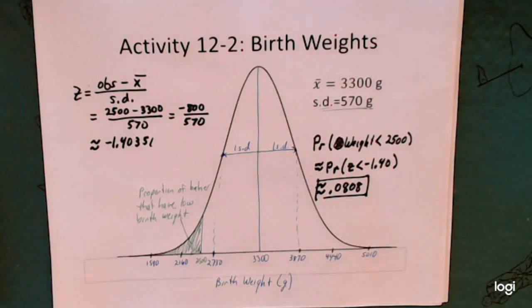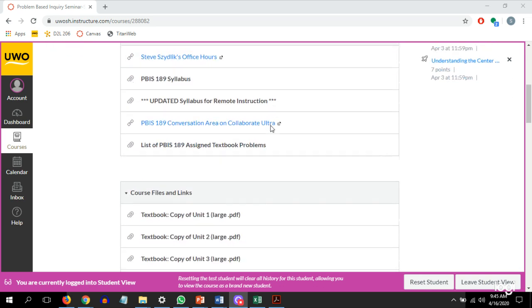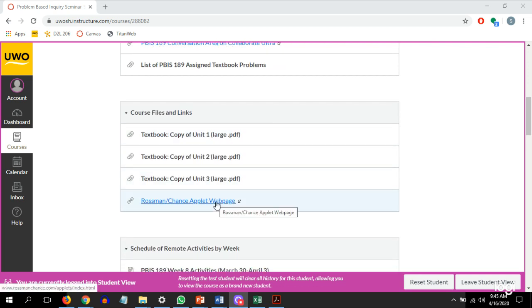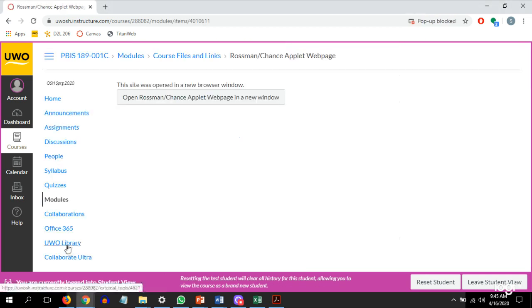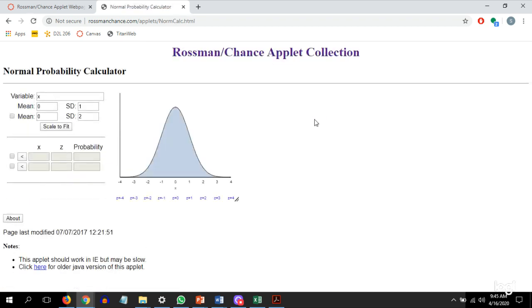Now I want to show you how we can do it using some online technology. I'm going to switch back to my computer. On Canvas, I'm on our Canvas homepage. I'm going to take our link to Rossman and Chance, their list of applets. Now open that window, and what we're looking for is the normal probability calculator. Here it is. What the normal probability calculator does, if we understand how to use it, is automate a lot of this. My variable, I'm going to call it birth weight.